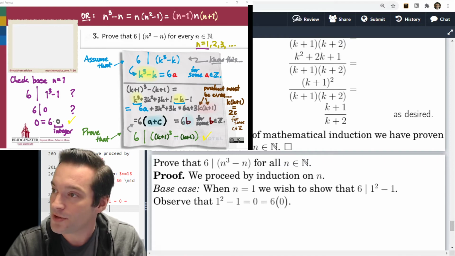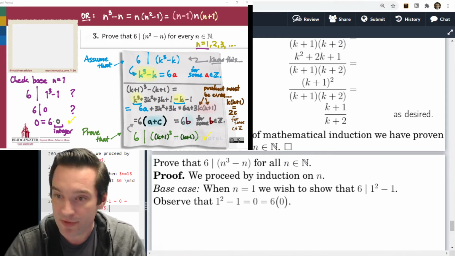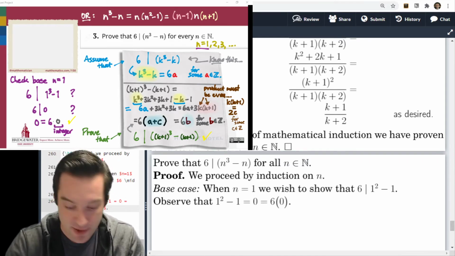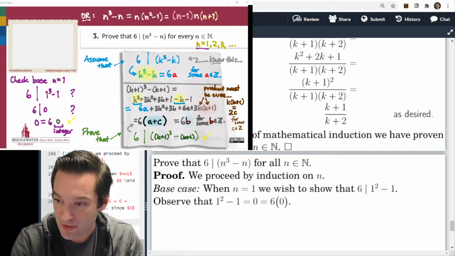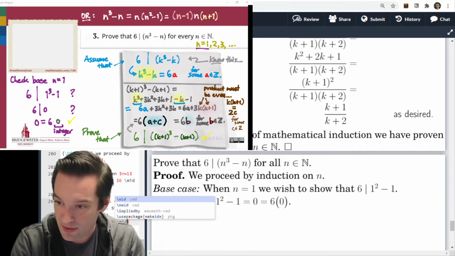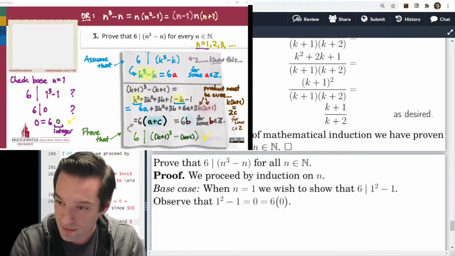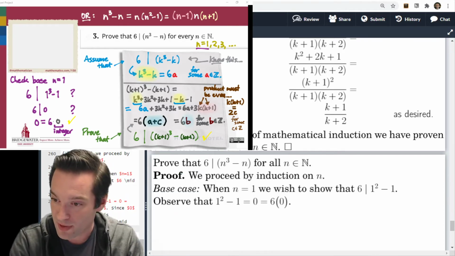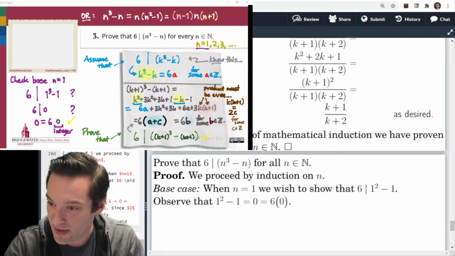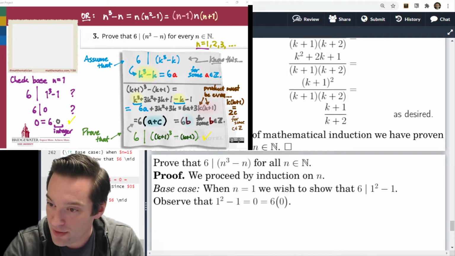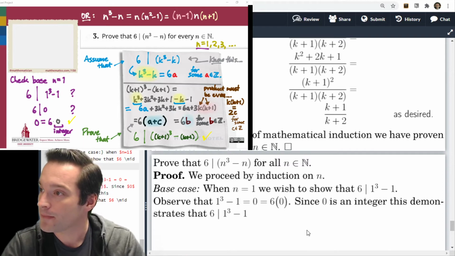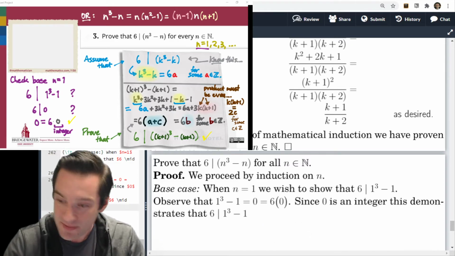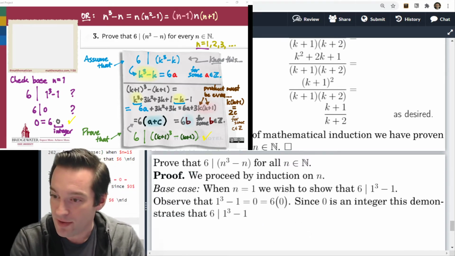Our goal, after all, was to show that 1 squared minus 1 was a multiple of 6, which we do by showing it's equal to 6 times an integer. Since 0 is an integer, this demonstrates that 6 is a factor of 1 cubed minus 1. And I've got to fix that typo. This is a cube, not a square. There we go. So we've proven the base case, and we can move on to the inductive case.